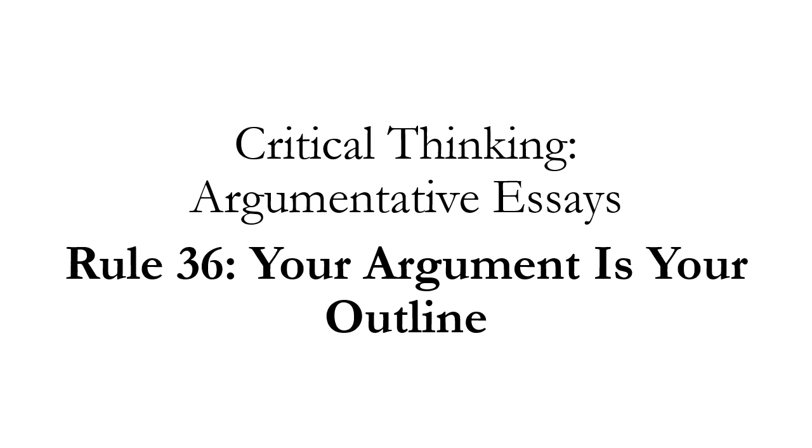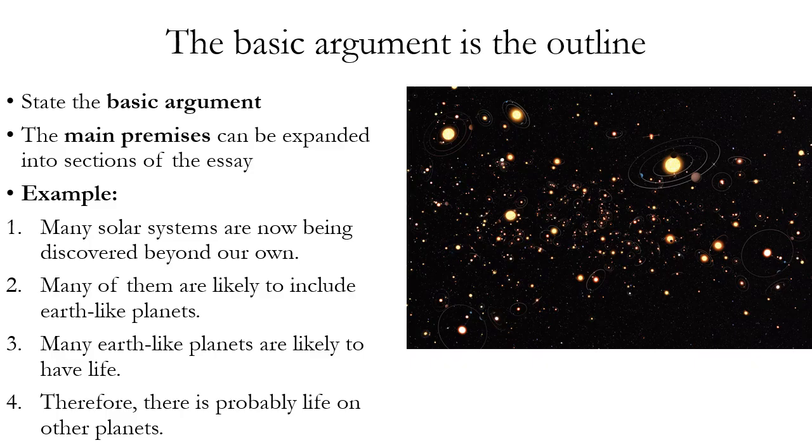Rule 36 is a general tip about how to organize an argumentative essay. Rule 36 is saying that the overall form of your argument, your basic argument that has your main premises in support of the conclusion, can be adapted into an outline for an argumentative essay.